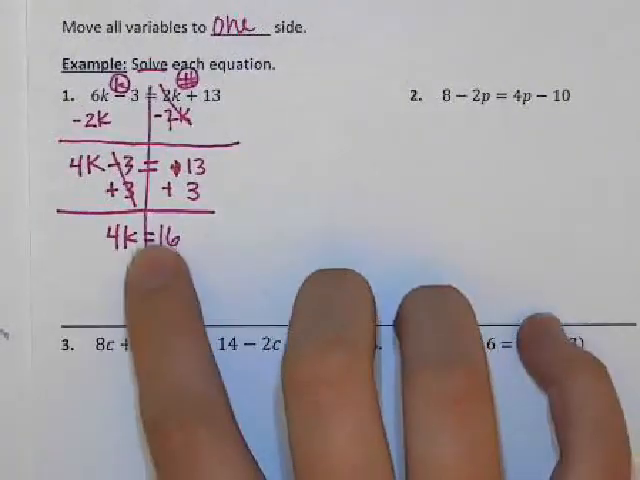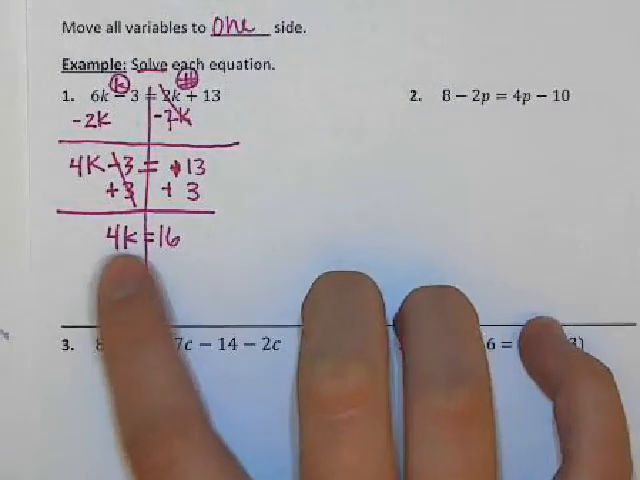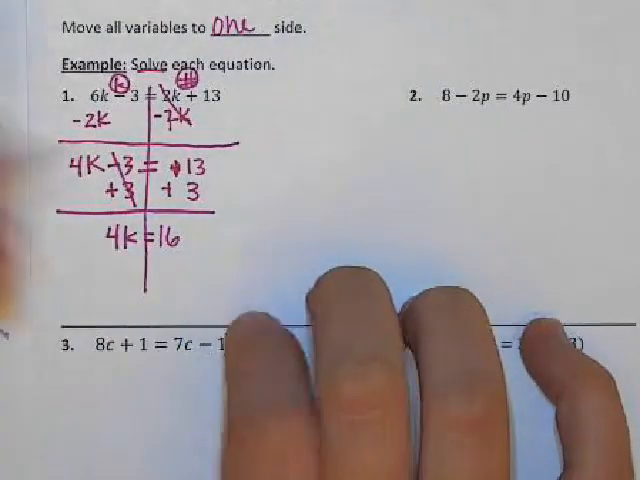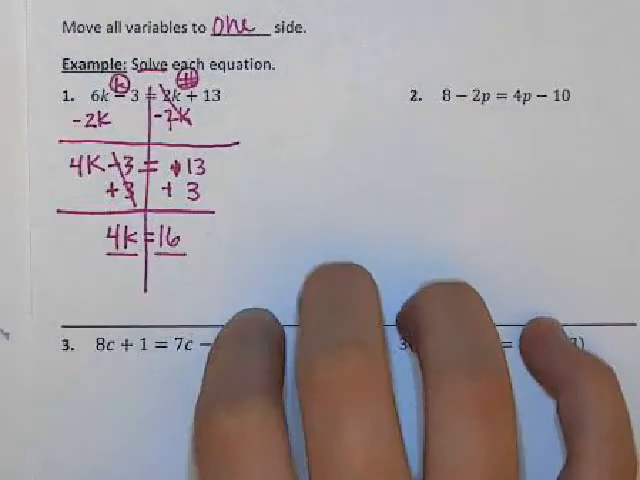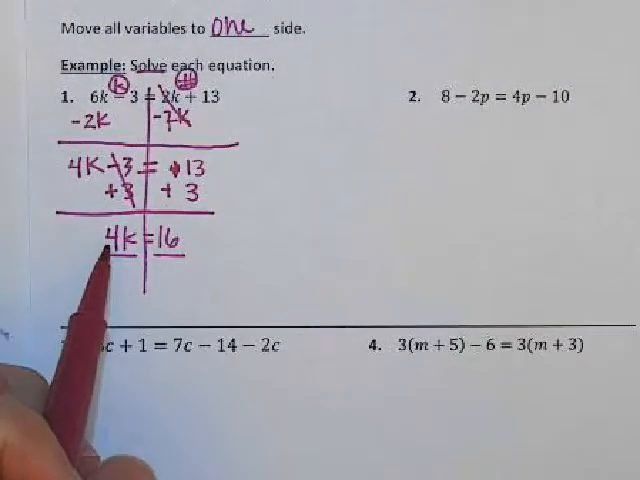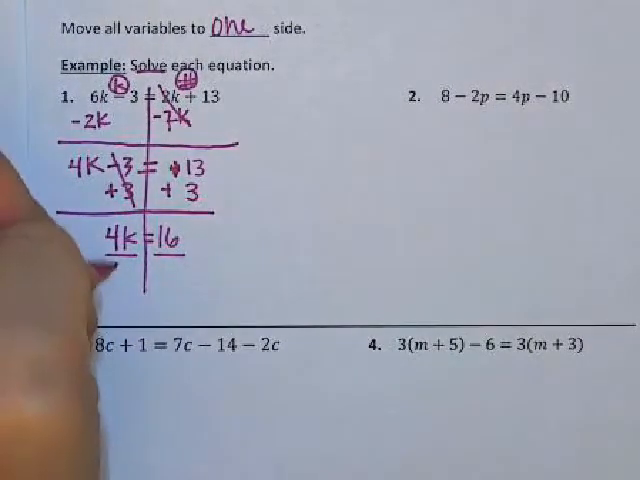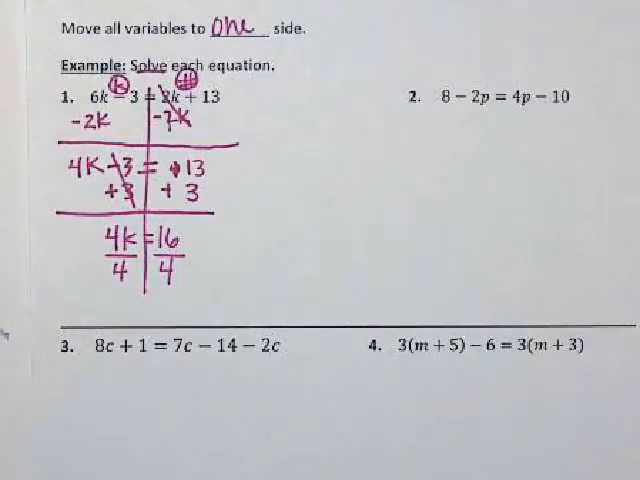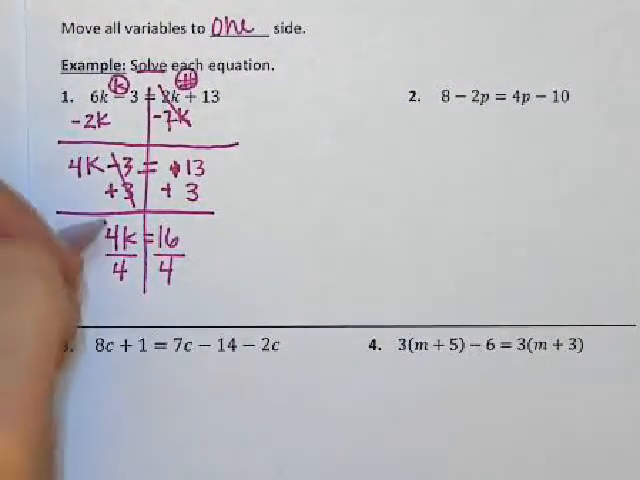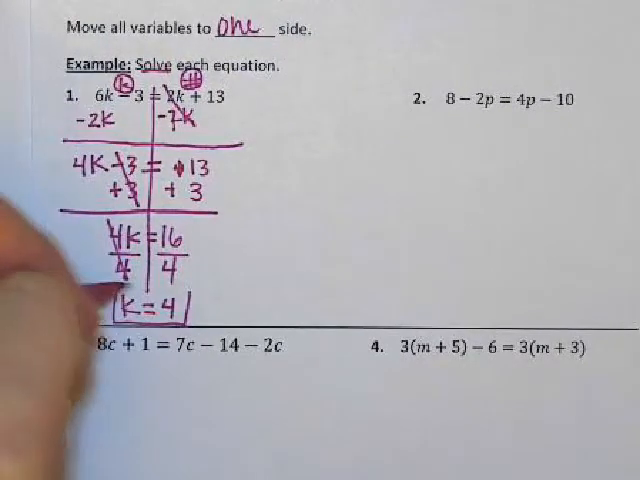All right, is k by itself? No. It's got the 4 with it, and these are being multiplied, so I need to divide. Now a lot of people struggle with knowing what to divide by. Which number are we trying to get rid of? We're trying to get rid of the 4 because it's with the k, right? So that's what I need to divide by. And I'm left with k equals 16 divided by 4, which is 4.